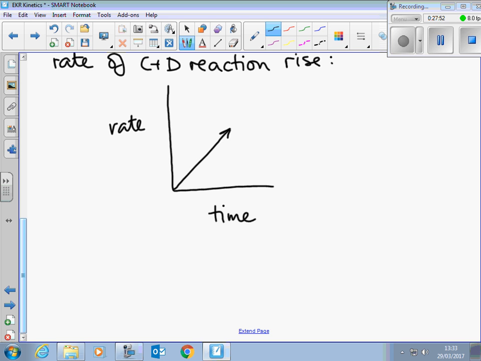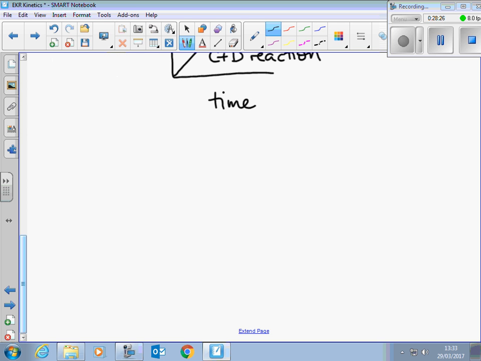So this is the rate of the C plus D reaction. So this is why we're going to get the reversible reaction. We're going to get one rate falling from its highest, while the other rate rises from its lowest. And so we have to reach a point, don't we, where the rates are equal, and the formation of C and D is matched by the formation of A and B. So let's see if we can draw that.